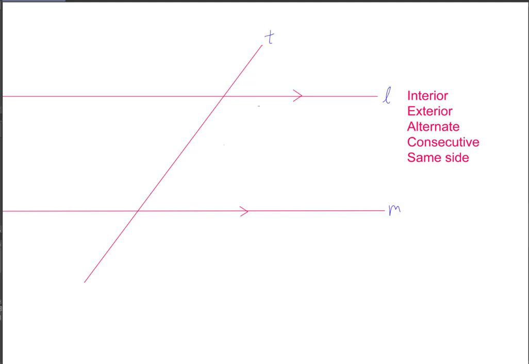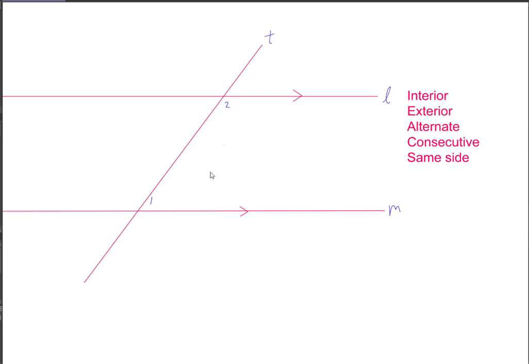The next one is consecutive. So consecutive means it's the next one that follows. So if this was angle 1 and this was angle 2, well, they would be consecutive because this one comes right after that one, right? So that would be a consecutive interior angle in that case because they're on the interior and it's just the next one on the interior. That's on the same side of the transversal.